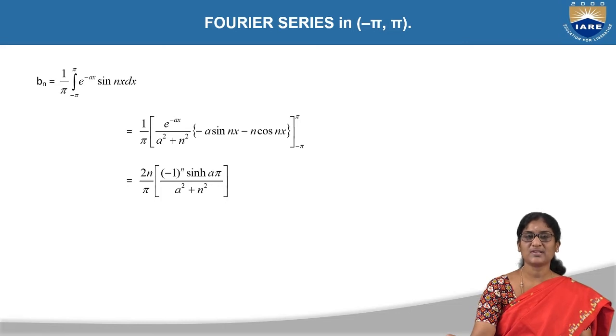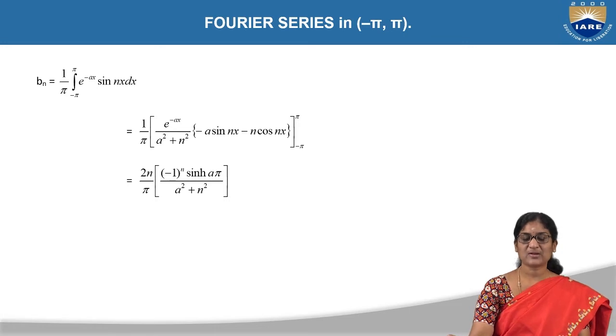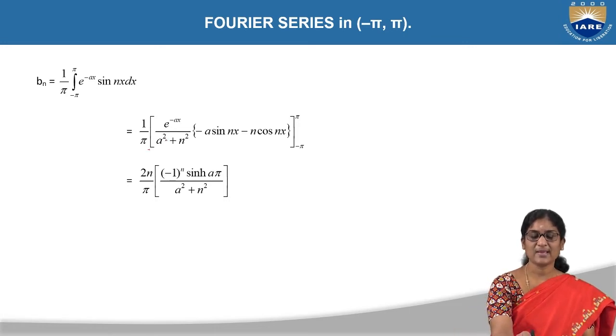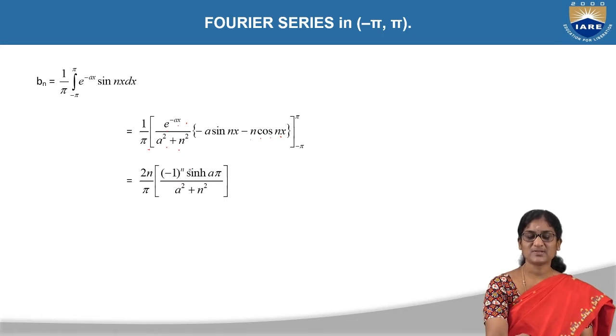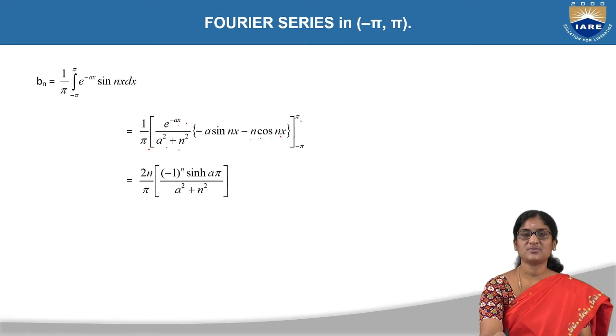Again, we'll have to go for the reduction formula, that is e^(−ax) by (a² plus b²), (a sin bx minus b cos bx). So using that formula, we get 1 by π, e^(−ax) by (a² plus n²), (−a sin nx minus n cos nx). Minus, you take common, so we get 2n by π (−1)^n. It can be converted in terms of the hyperbolic function by substituting the upper and lower limits, which is nothing but sinh(aπ) by (a² plus n²).